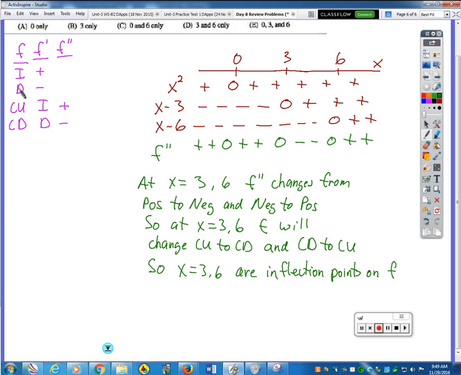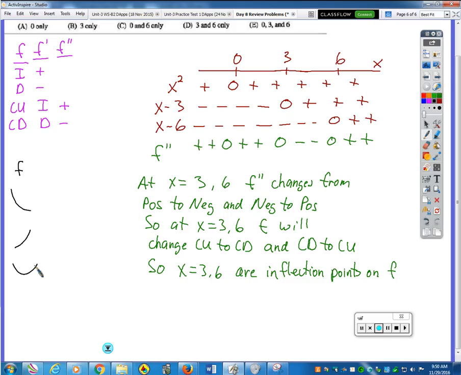Everyone listen to this. I would highly recommend against looking at an f double prime sign chart and trying to draw what f would look like. It's very difficult to go from knowing that f is concave up. The trouble is this. If f is concave up, f could look like this, but f could also look like this, and f could also look like this.